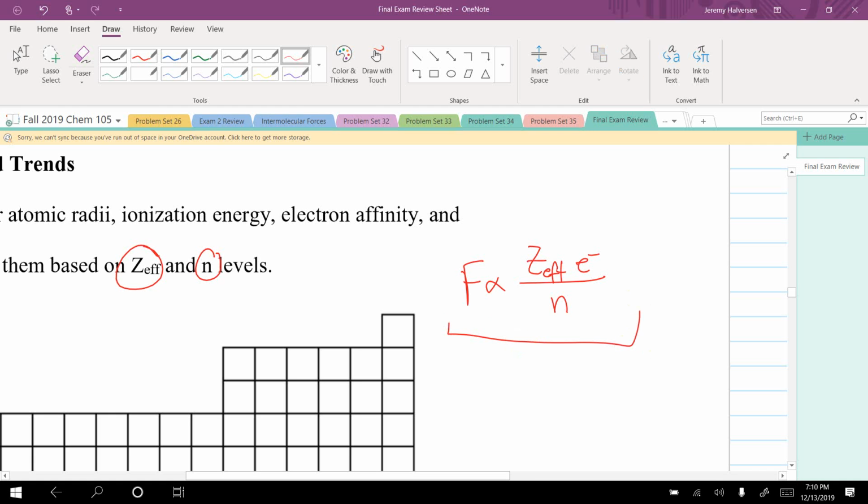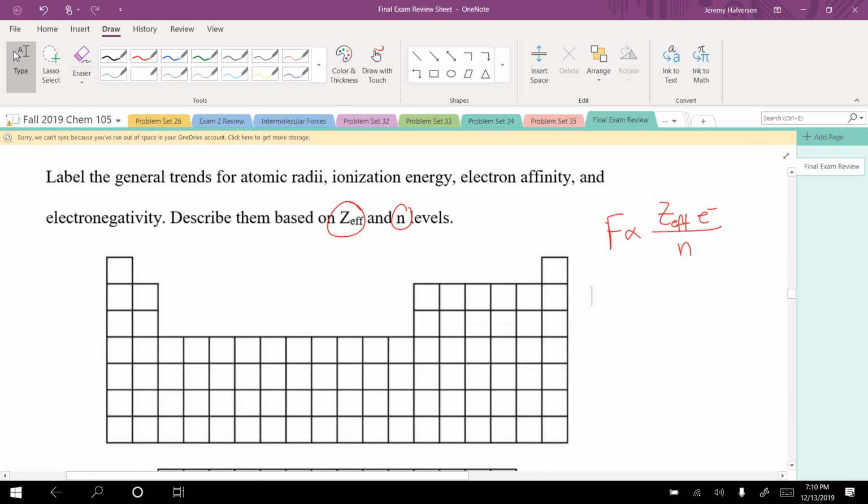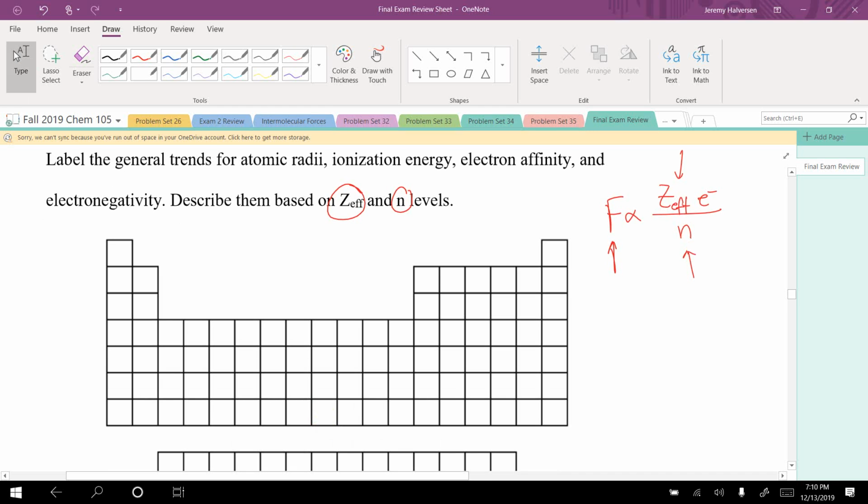This is not something that you have to know. This is just me explaining these trends. Sound good? Okay. Some of you are like, oh, okay. So there's two ways that I can increase the force of attraction, right? What are they? I could increase the Z effective, or I could decrease the n level, right? Well, which direction does Z effective increase on the periodic table? To the right. If I go like that, my Z effective goes up. Which way does n increase? Going down.